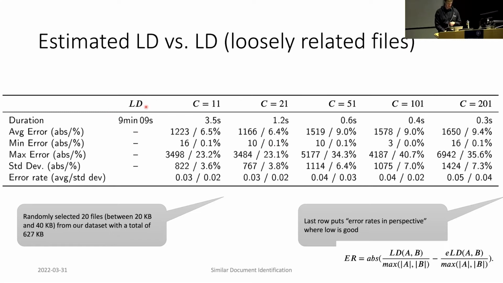For the original Levenshtein distance, we had to wait almost 10 minutes, or 9 minutes. And then with a C-value of 11, we already brought this down to 3.5 seconds. So it gets significantly faster. And for C of 200, it was 0.3 seconds.